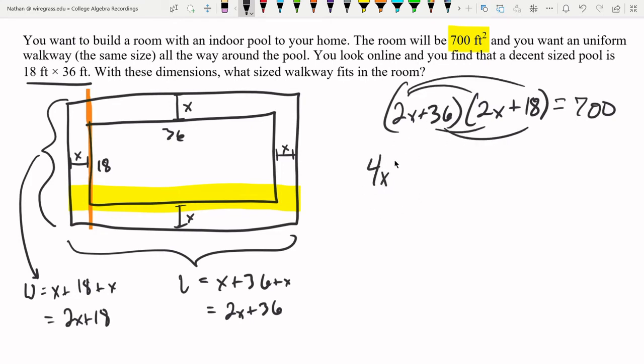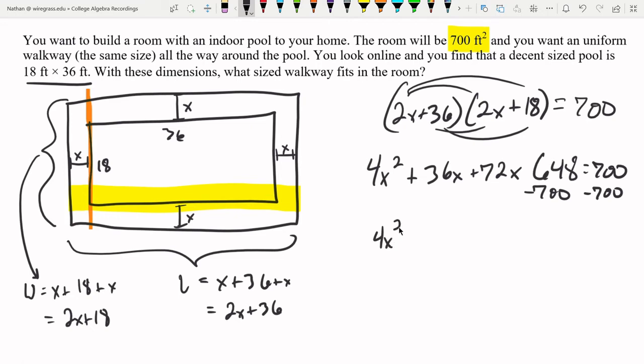We're going to get 4x squared plus 36x plus 72x. And let's see, 36 times 18, 648. Let's subtract 700 over. That's going to give me 4x squared plus 108x minus 52.